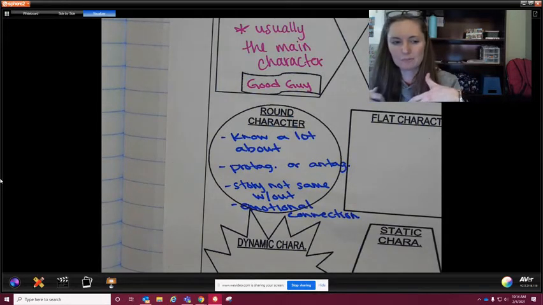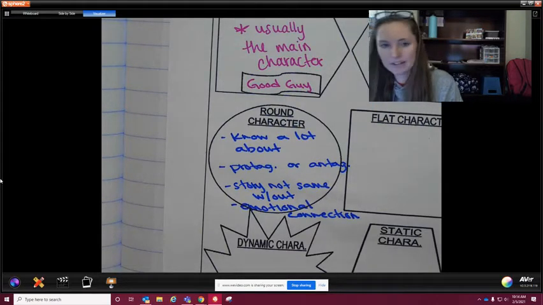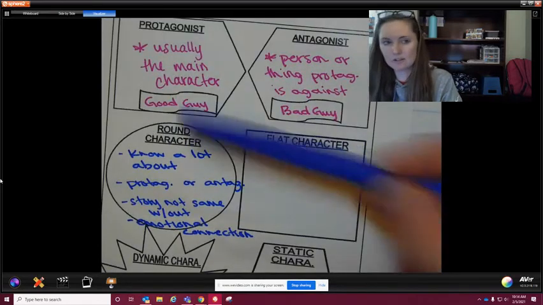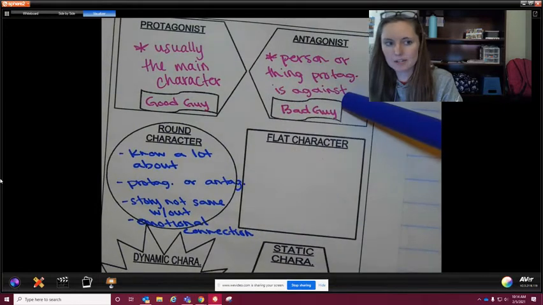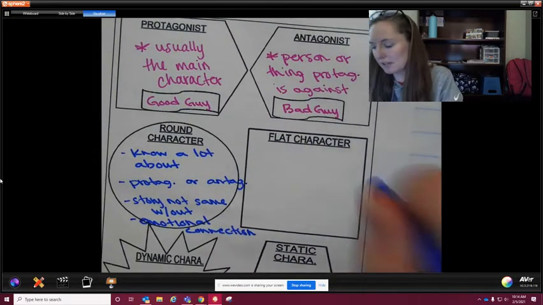You can become that character in a sense, depending on how the author words that information. But you know a lot about that character. Okay, flat character is the opposite. As we're going down this, these things are opposite. Protagonist and antagonist are opposite. So round character and flat character are also opposite.